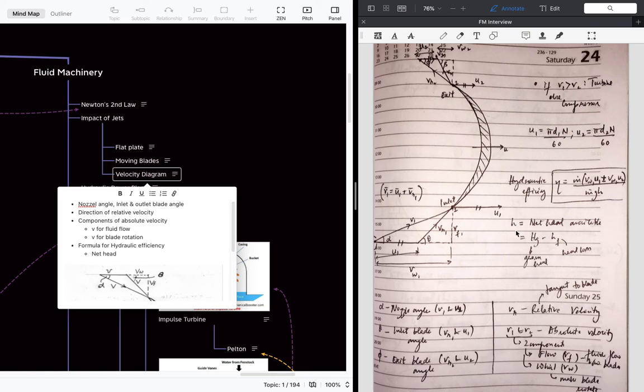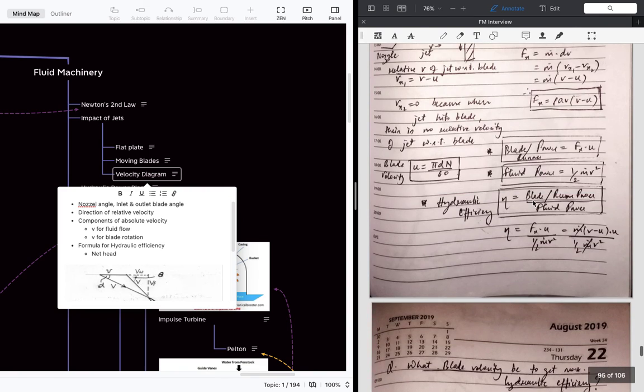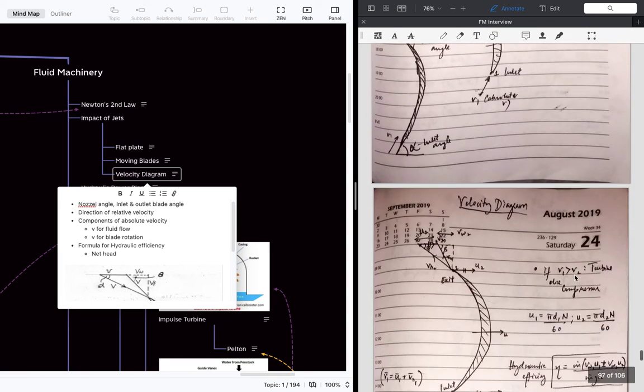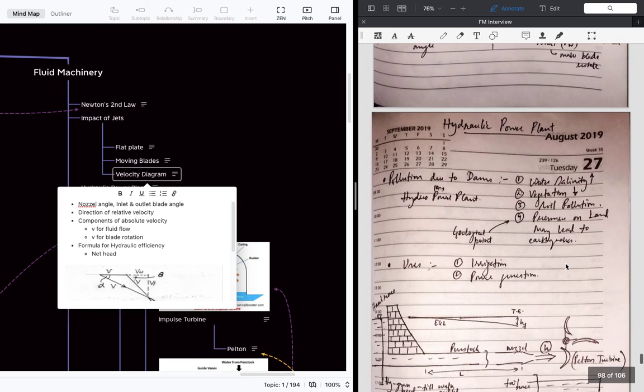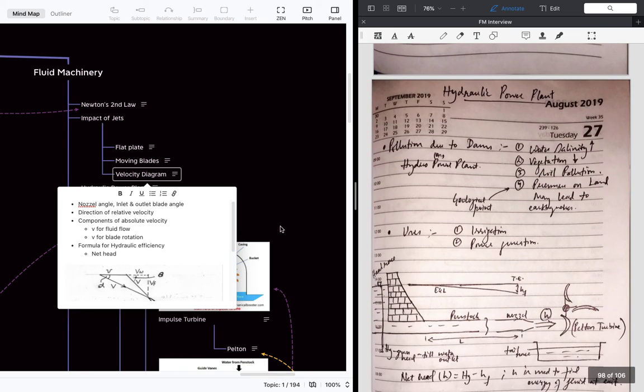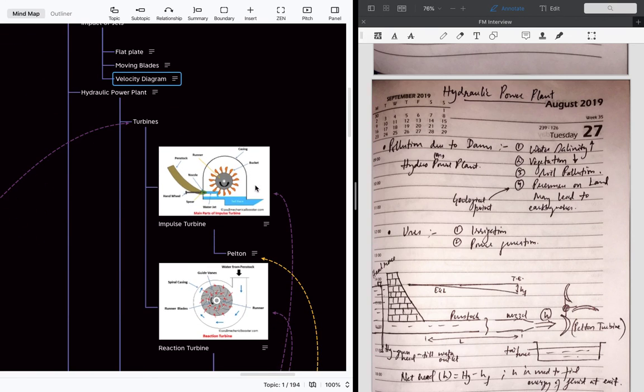In that case, the net head available will be the gross head minus the head loss. We will discuss this later. And the hydraulic efficiency is nothing but, as we discussed earlier, the blade power divided by the fluid power, and we have to use the same formula here. If you use the same formula, we will get a similar equation. So next, we will discuss the hydraulic power plant.